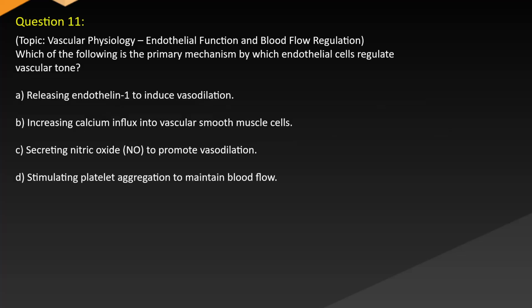Question 11. Topic: Vascular physiology. Endothelial function and blood flow regulation. Which of the following is the primary mechanism by which endothelial cells regulate vascular tone? A. Releasing endothelin-1 to induce vasodilation. B. Increasing calcium influx into vascular smooth muscle cells. C. Secreting nitric oxide (NO) to promote vasodilation. D. Stimulating platelet aggregation to maintain blood flow.